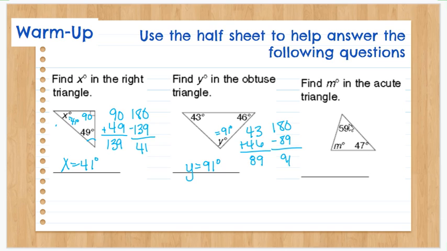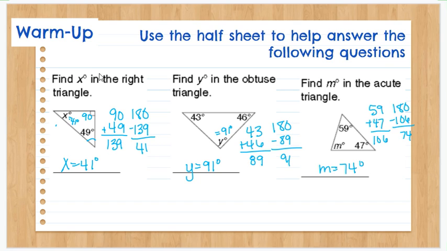So we're going to start by adding the two angles that we know. This one's an acute triangle, meaning that all the angles are less than 90. All right, so we're going to start by adding 59 plus 47. And that's 106. And then we're going to take 180 and subtract 106, which is 74. So m equals 74 degrees.